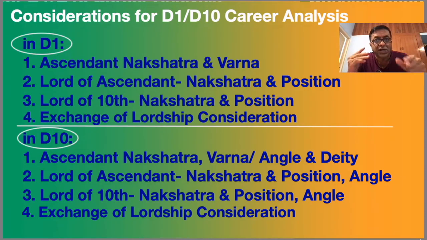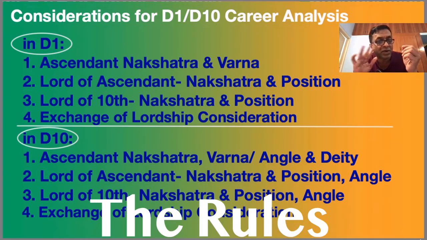So in the natal chart or D1 chart, there are four rules. Number one, ascendant nakshatra and varna of the nakshatra. And we'll do this in the case study, so you will see all of this. Number two, the lord of the ascendant, the nakshatra and the position thereof. Number three, lord of the 10th house, that nakshatra and the position of that planet, whatever the planet is. Number four, exchange of lordship consideration. This is dominant and plays out in many charts as well. Okay, we will see what that means.